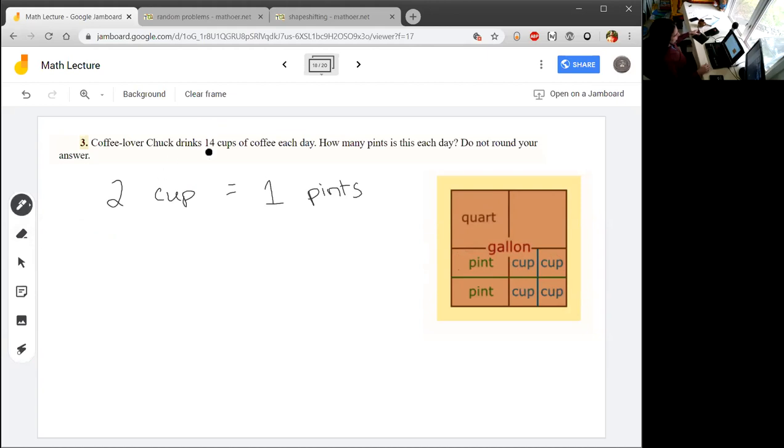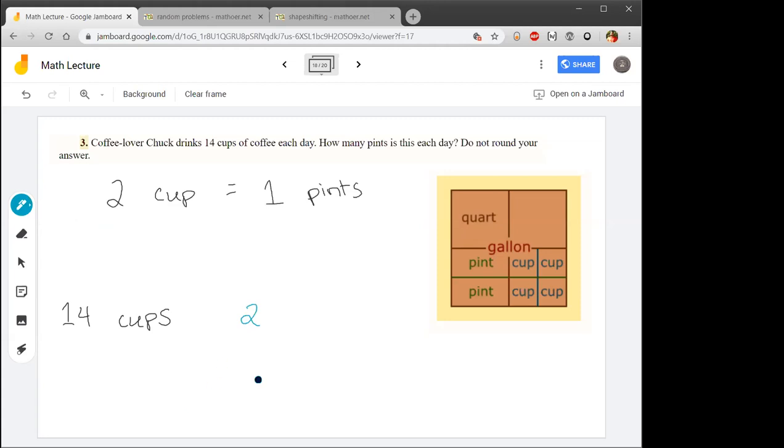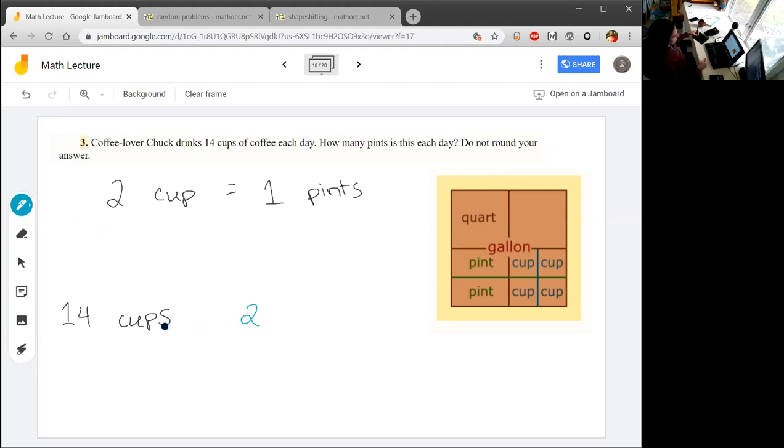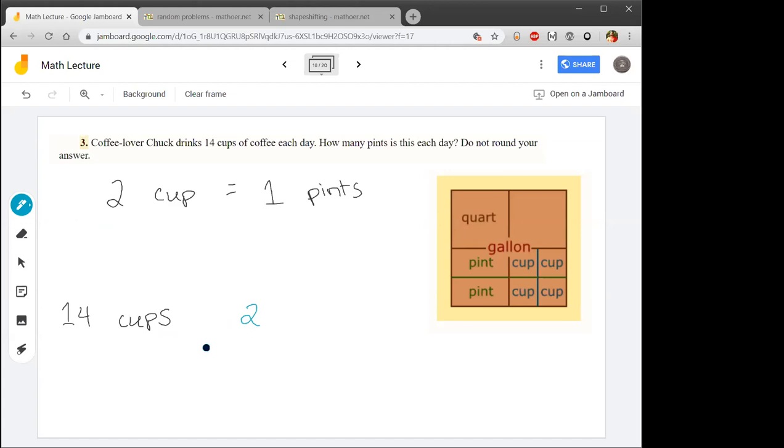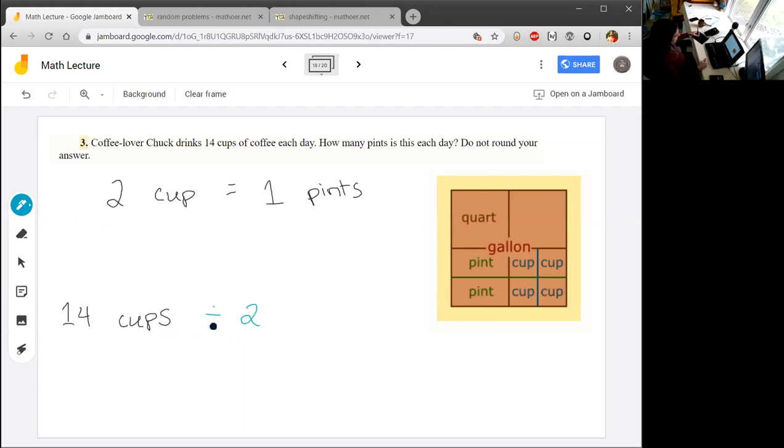So 14 cups. I'm going to do something with a 2. Am I multiplying or dividing? Am I shattering cups into smaller things, or am I grouping them together, bundling them together into bigger things? Dividing. Yeah, I'm bundling, so that was dividing.